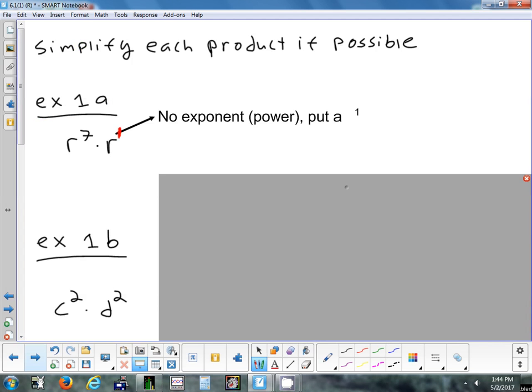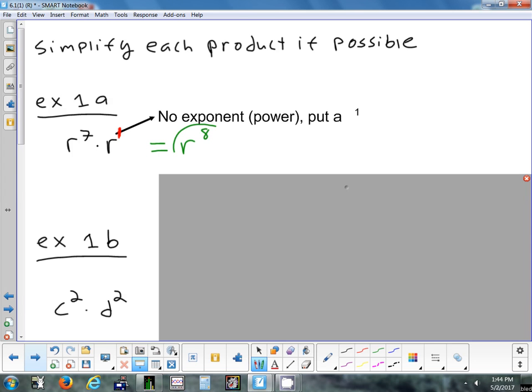So now when we multiply these together, what's the base going to be? R. Okay, the base never changes. Only the exponent. What would the exponent be? 8. It's going to be 8. Okay? We're going to write down this rule.